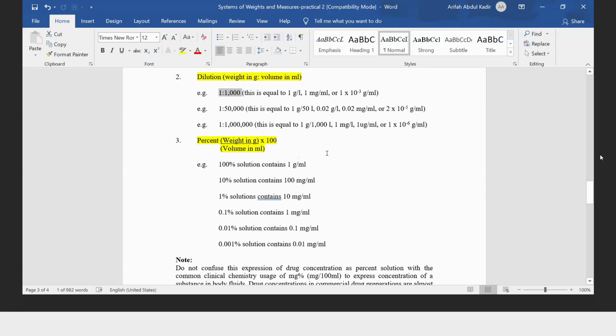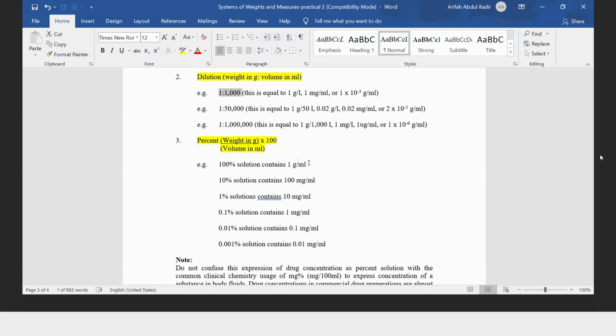You must remember, whether you like it or not, that a 100% solution is 1 gram of drug in 1 ml of solution. From there you can play around with the milligram. Whether you want to calculate in milligram or in gram, you can calculate anything. Can? Can, doctor. Thank you.